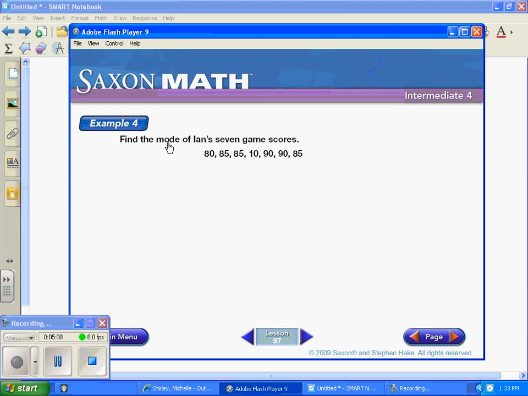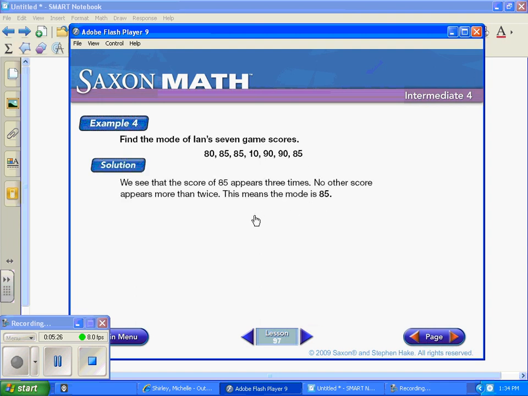All right, now the mode. Remember, mode means most. So how many times do we see 80? Just once. How many times do we see 85? 3. How about 10? Just once. And 90 twice. So the one that occurred the most often was 85. That's the mode. Mode most. Now, what is the mode of this set of numbers? We've got 2 5s and 2 7s. It is possible for a set of data numbers to have two modes, and in this case, it's 5 and 7.